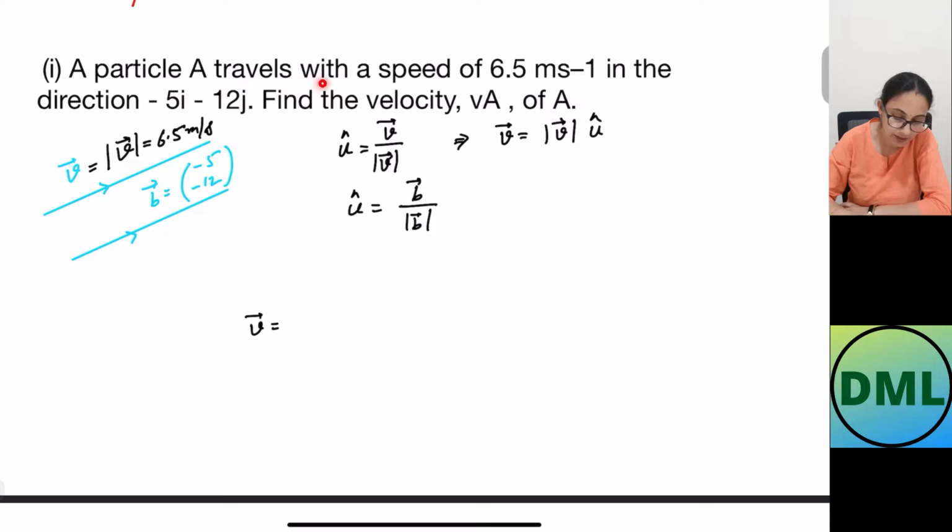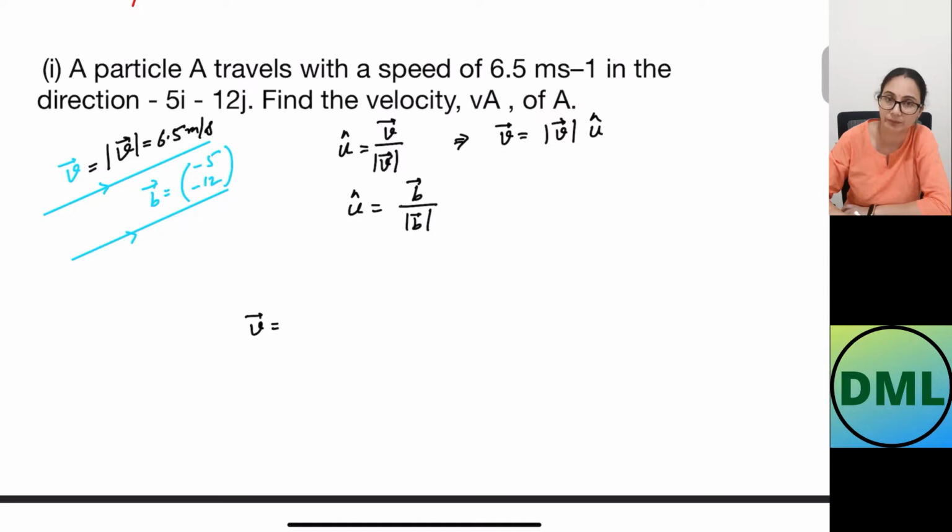A particle travels with a speed of 6.5 meters per second in the direction of minus 5i minus 12j. Find the velocity VA of A. As we know, this is the velocity we have to find, and this is in the direction of the vector minus 5i minus 12j. The unit vector is given by the vector divided by its modulus. So the vector will be the modulus of the velocity vector multiplied by the unit vector.